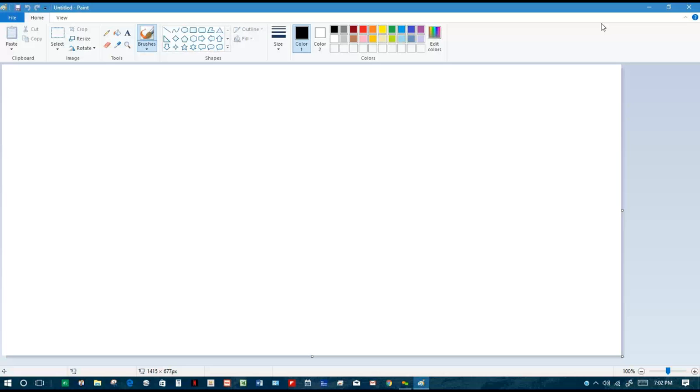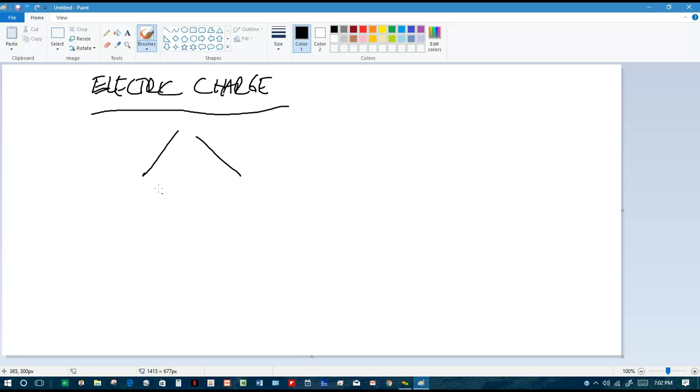So there's two kinds of charge. What are the two kinds of electric charge? Conductivity and resistivity. That's a good guess. So what you said was conductivity and resistivity.